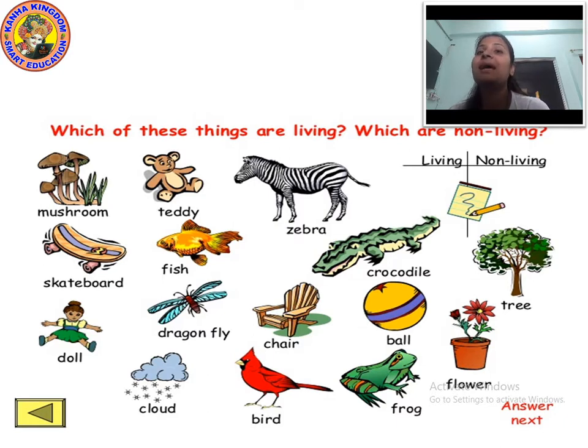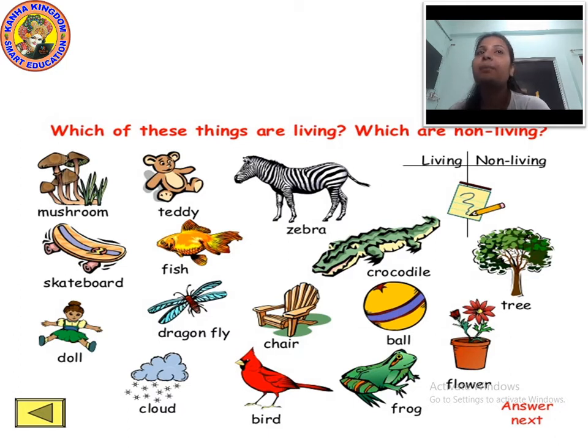Next is teddy. Can you tell me, does teddy grow? Is teddy a living thing or a non-living thing? Yes, teddy is a non-living thing because teddy cannot grow, cannot move, and doesn't need food. So teddy is a non-living thing.